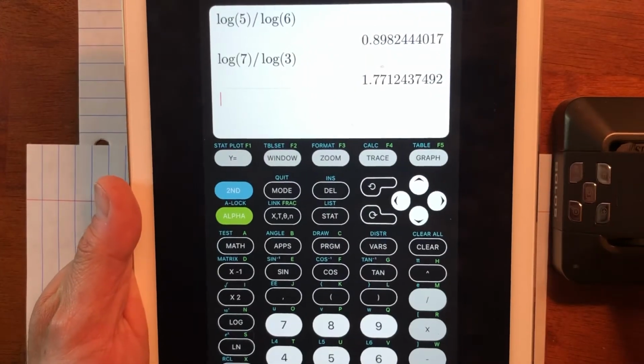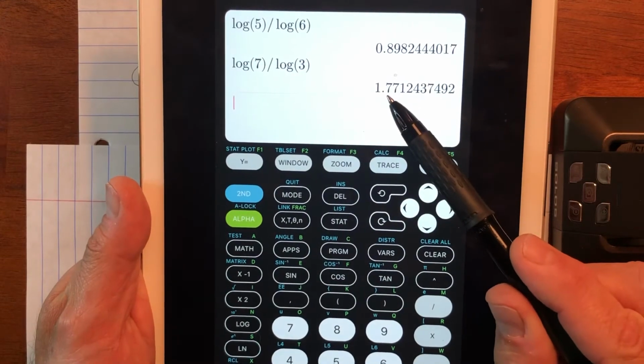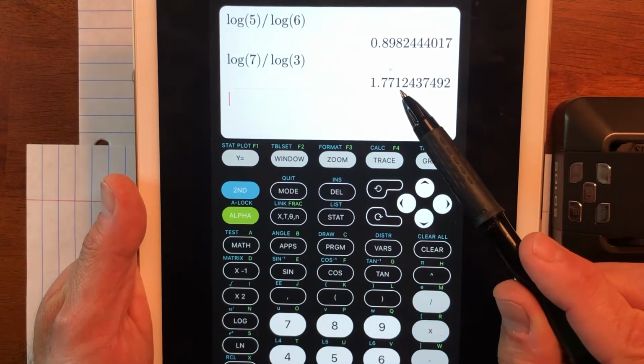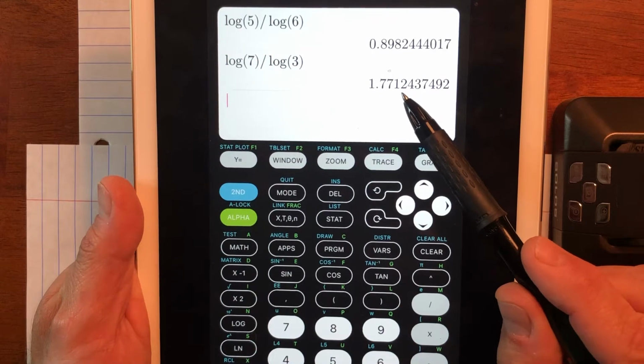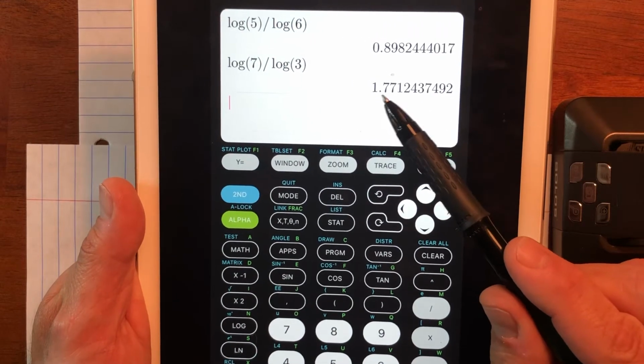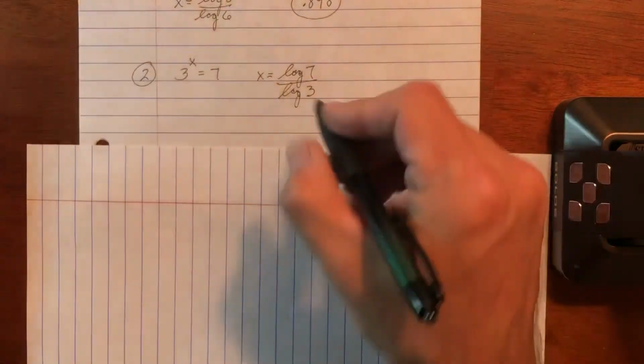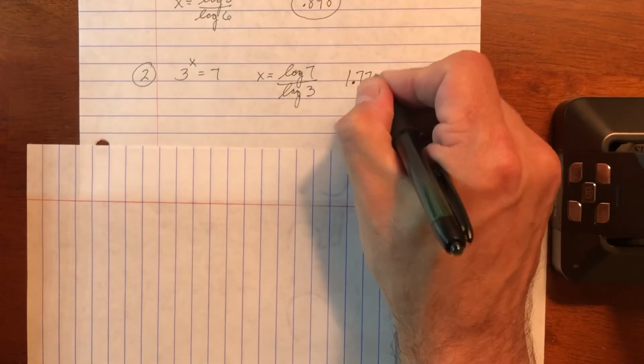Round off to the nearest thousandth. So again, that's 3 places after the decimal point. Tenths, hundredths, thousandths. Right here, the 2 says that we should round down, so the answer is going to be 1.771.